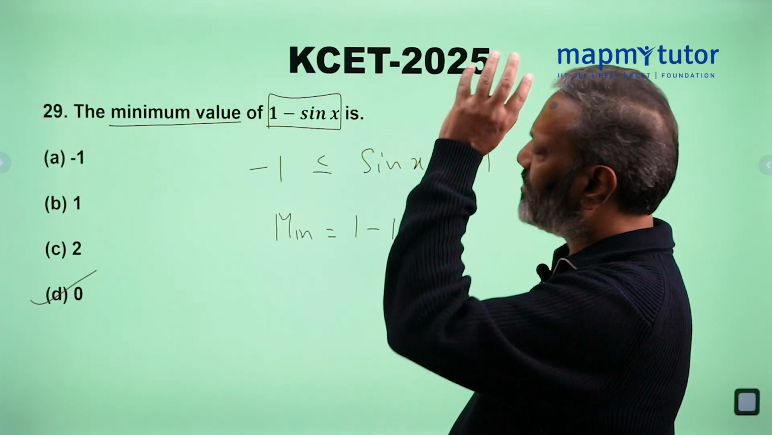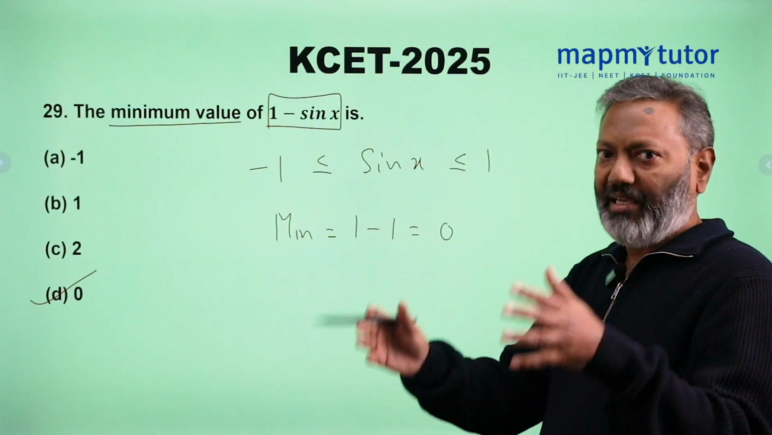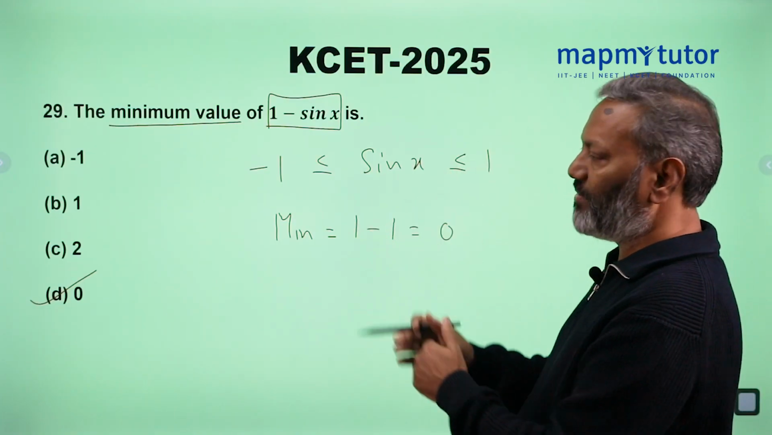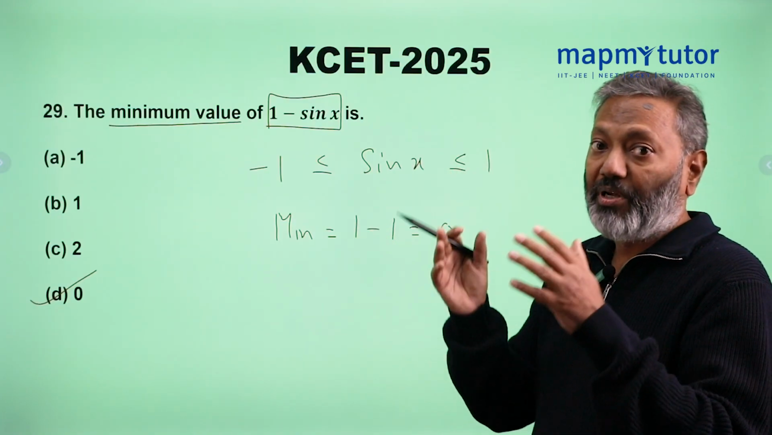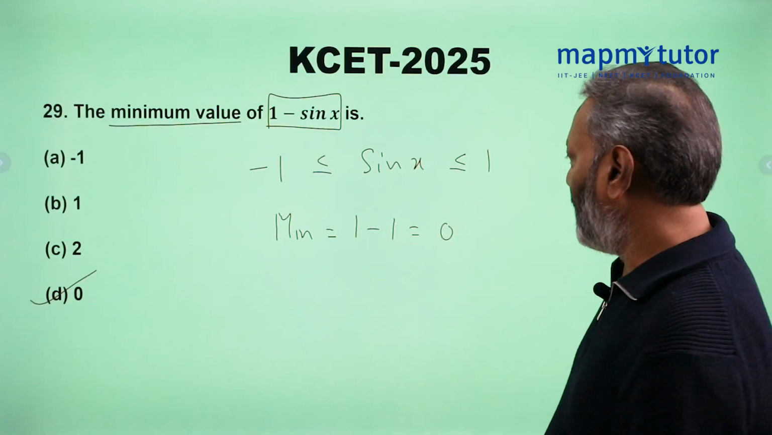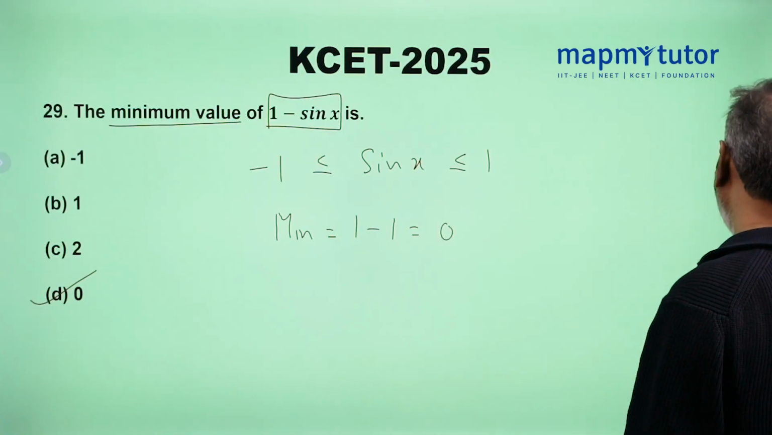Okay? Even if you use differentiation and all, you will get the same answer. But here we are finding out the best method. Best method means what? We should complete within less time or within no time. Okay?